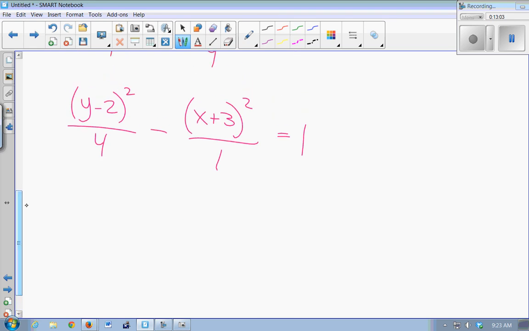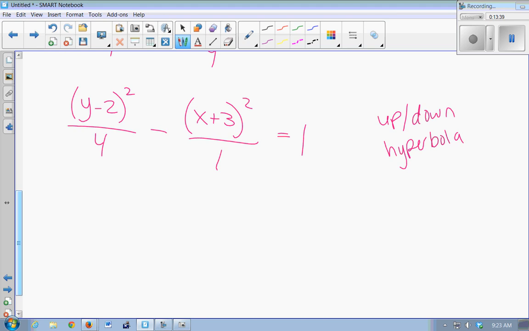All right. Would it be an up-down? Yes. The y term comes first, which makes it an up-down hyperbola. Yeah, hyperbola. Okay, so this is an up-down hyperbola. You know it's a hyperbola because of subtraction rather than addition. If that was a plus, it would be an ellipse.